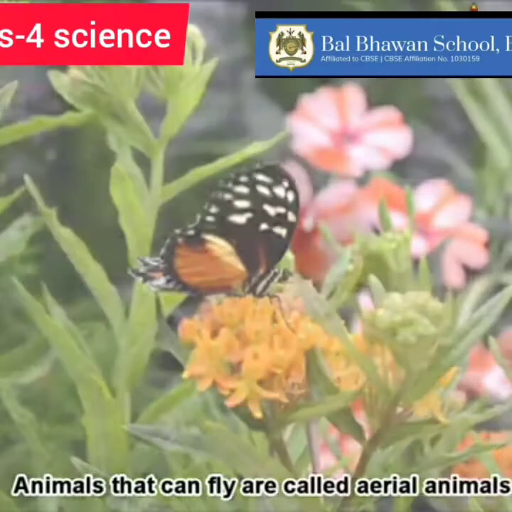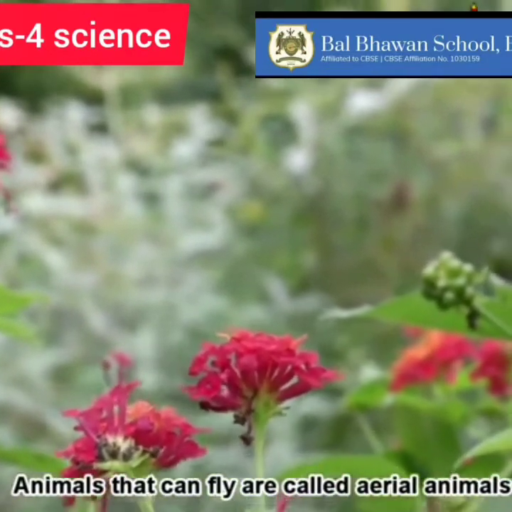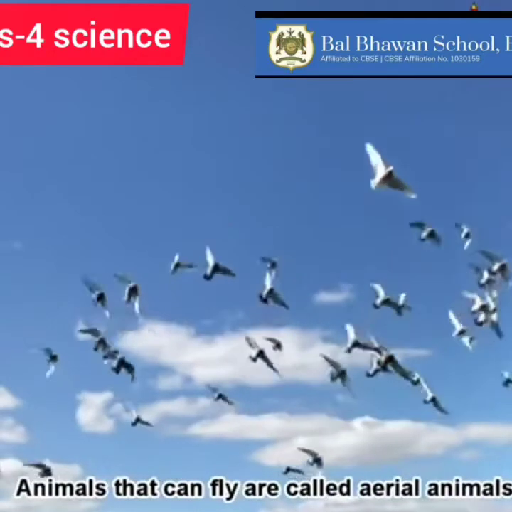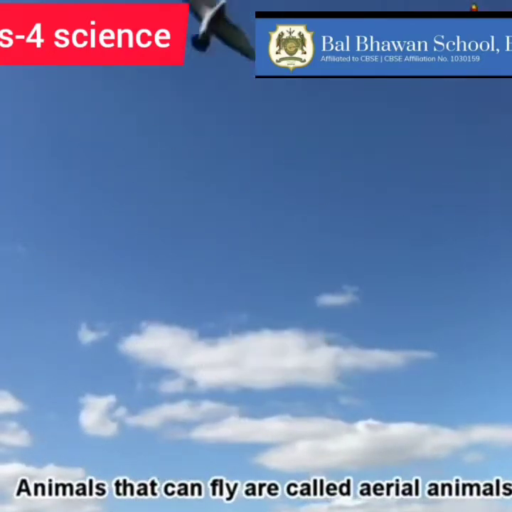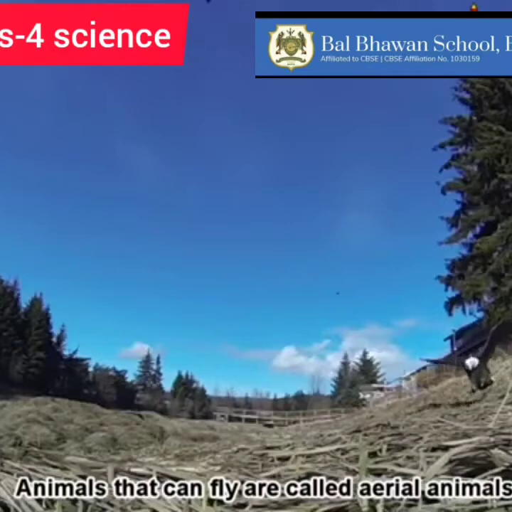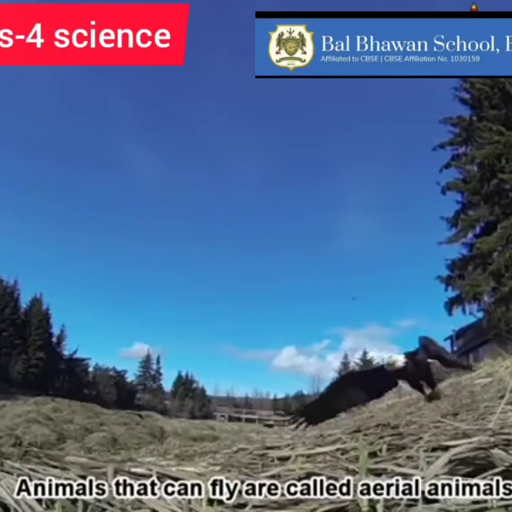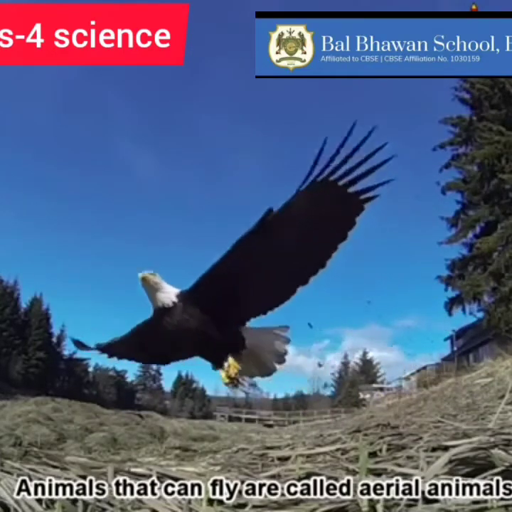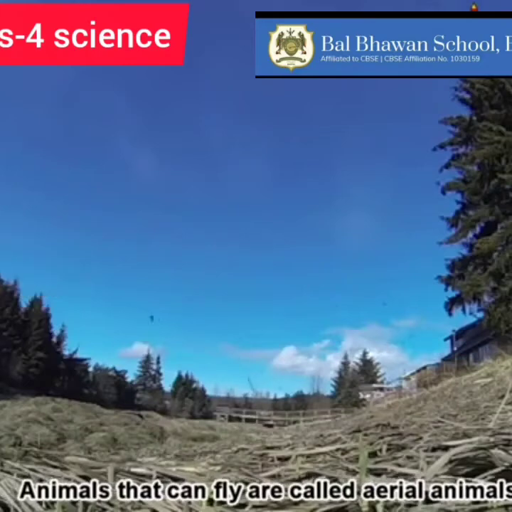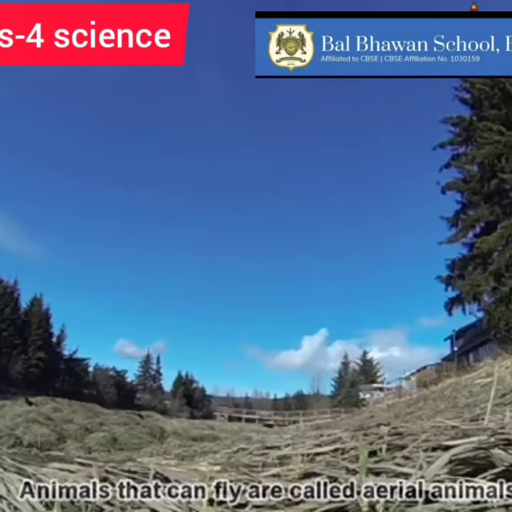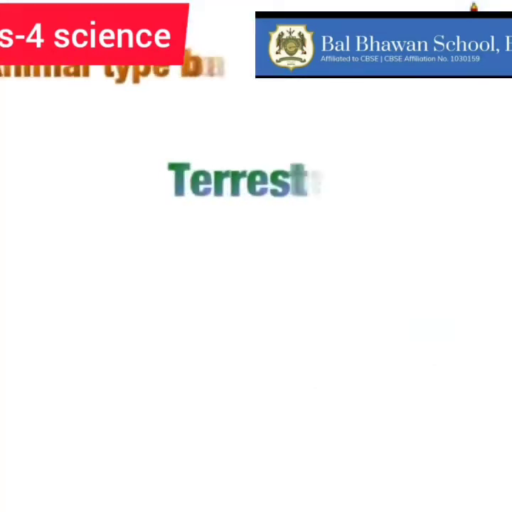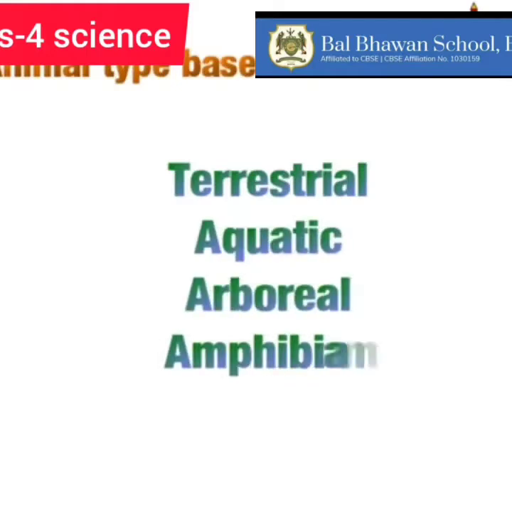The next category of animals are the ones that can fly and spend a lot of their time in the air. For example, birds. And such animals are called aerial animals. These animals have hollow bones and wings to fly in the air. So now what we have studied, the different types of animal based on their habitat.